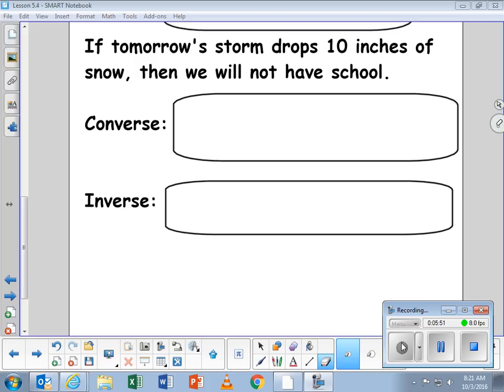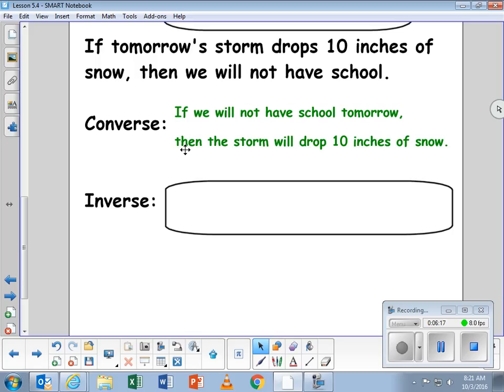Excuse me. But it's possible we could come up with a counterexample. But anyway, if tomorrow's storm drops 10 inches of snow, then we will not have school. What would the converse of that say, Kaylee? If you don't have school tomorrow, the storm drops 10 inches. Then the storm dropped 10 inches. Okay, I like that.